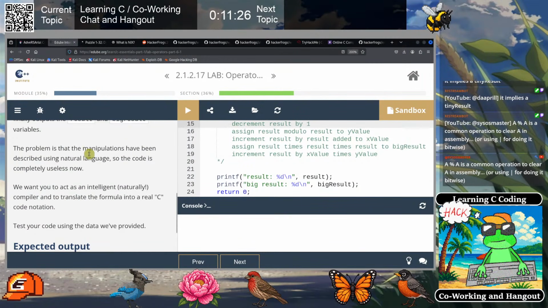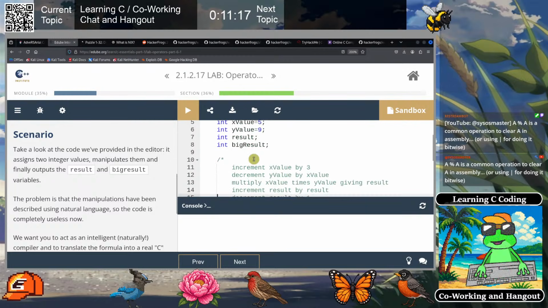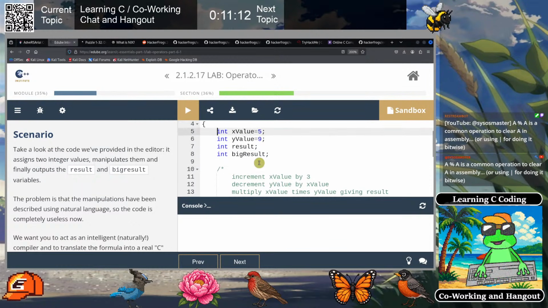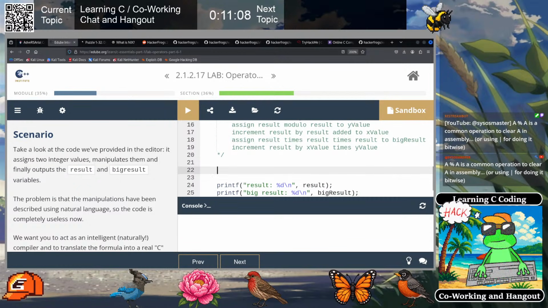Okay, the problem is that the manipulations have been described using natural language, so the code is completely useless now. All right, let's paste in our code.